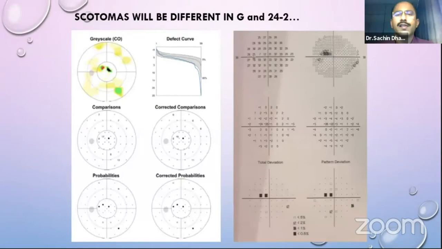Now, scotomas in the central part will definitely appear different in the G program because of the denser grid as compared to the 24-2. So in a similar patient, on the right side on the Humphrey and left side on the Octopus, you can see the data appears slightly different, and you can get a curvilinear scotoma here, whereas it appears like a straight line or 2 points adjacent to each other in the 24-2. So these differences will be there when you transition from one machine to another.